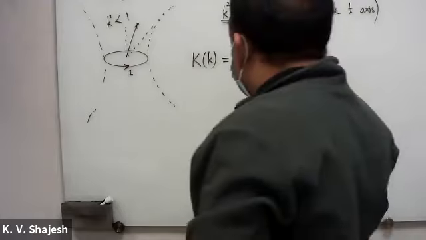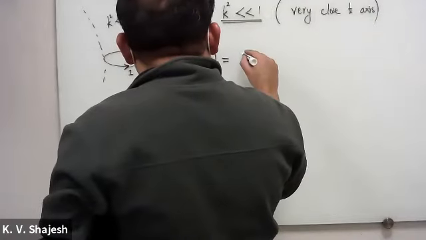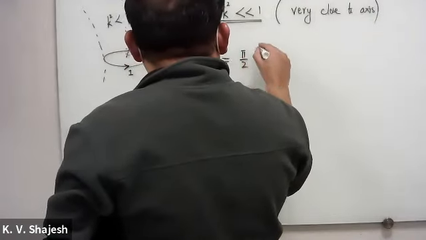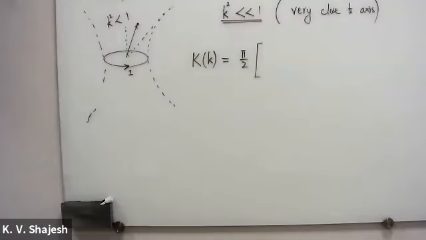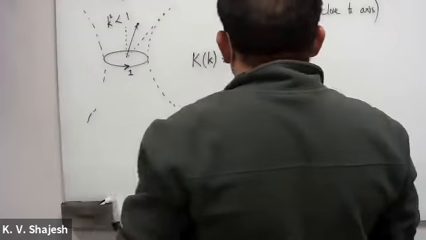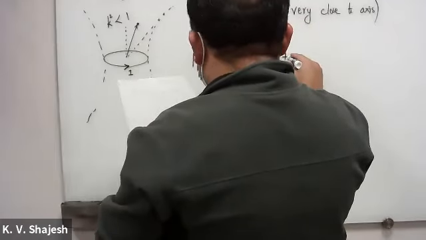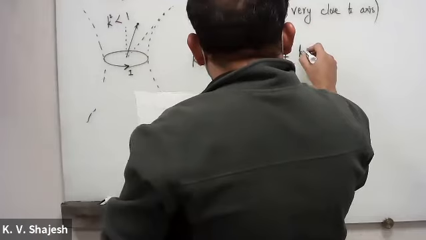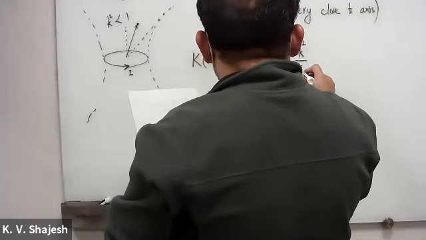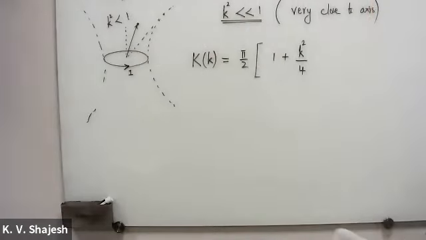Okay, so K of k is pi over 2 times something, right? Help me if you guys have it in your notes. It's pi over 2, 1 plus k square over 4. Let's keep the next one.